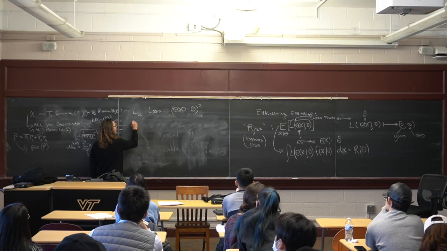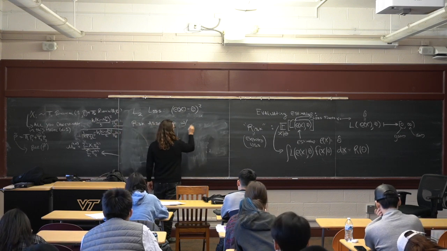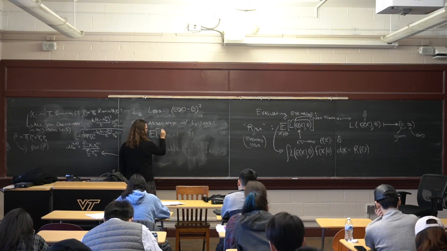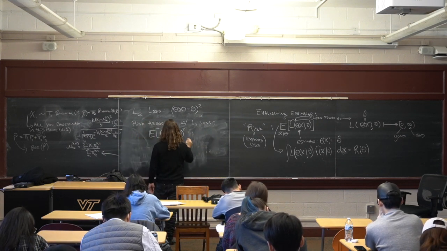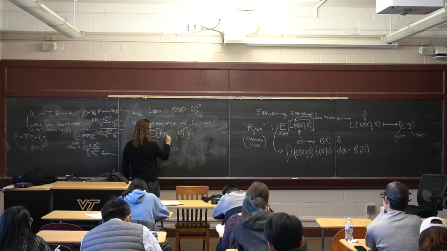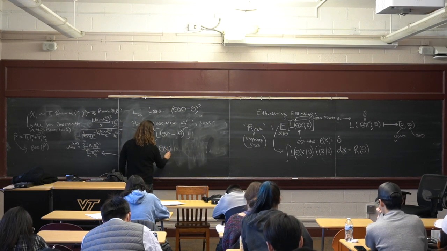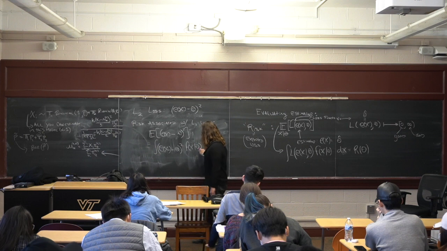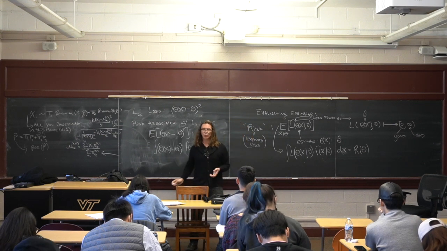So the risk associated with L2 loss is just the expected value of this thing, the squared difference, or integrating over all of x. Some people will call this the MSE, the mean squared error.